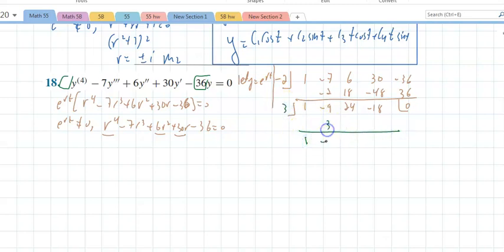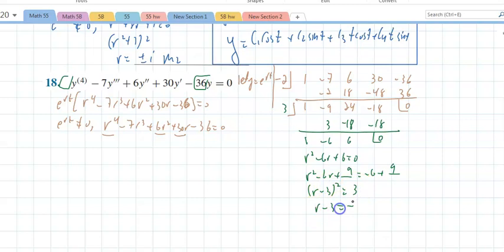1, 3, negative 6, negative 18. That's a 6, negative 18. Awesome. And once I get it into r^2 - 6r + 6, I can really factor that. This doesn't factor, no big deal. r^2 - 6r. If it's quadratic, I know what to do. Half of the middle number and square it. That's (r - 3)^2 equals 3. Square root both sides, and r will equal 3 plus or minus radical 3. And I have 3 and a negative 2.